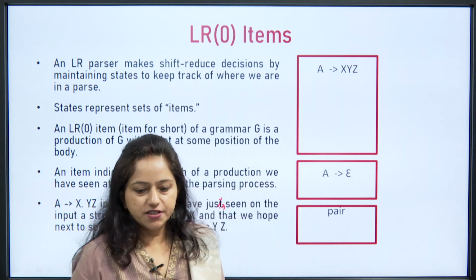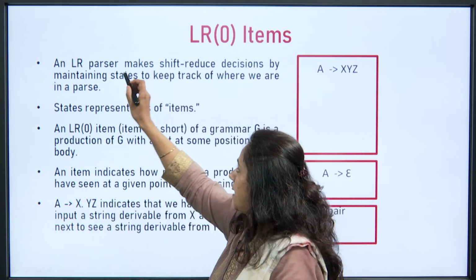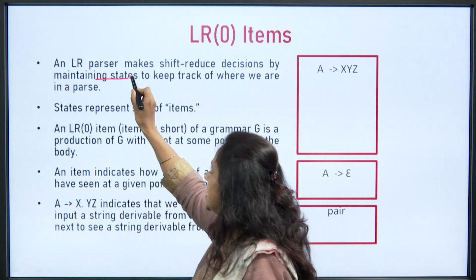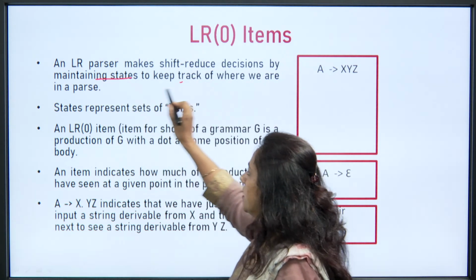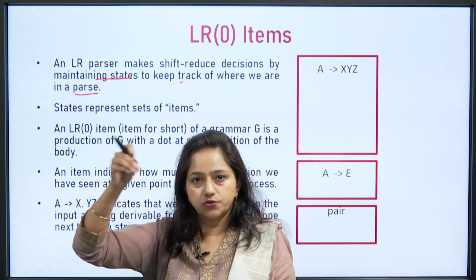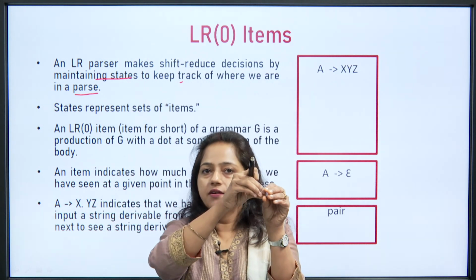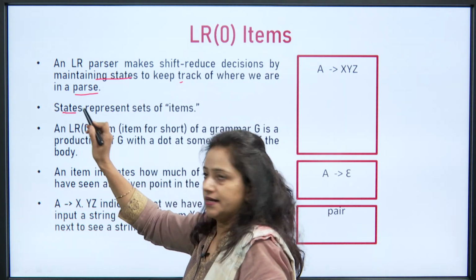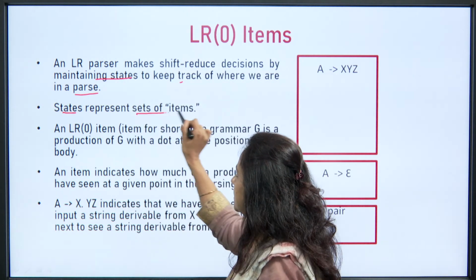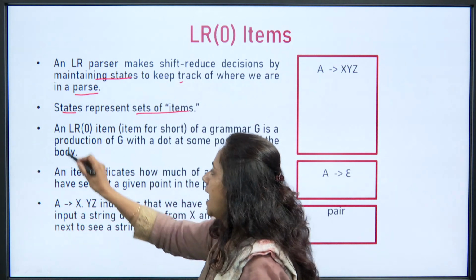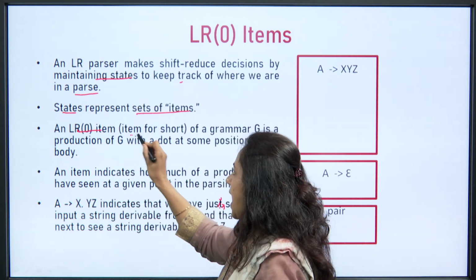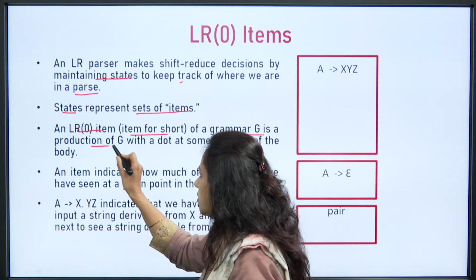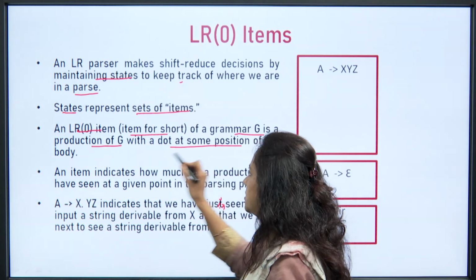So, first is the LR(0) item. An LR parser makes shift-reduce decisions by maintaining states to keep track of where we are in the parse. It helps tell us at which location we are while doing the parsing. This is told by the states, and these states represent sets of items. Now, an LR(0) item, or item for short, of a grammar G is a production of G with a dot at some position of the body.